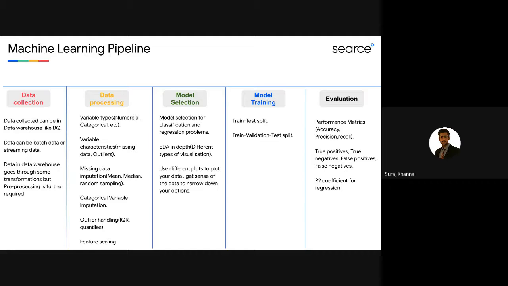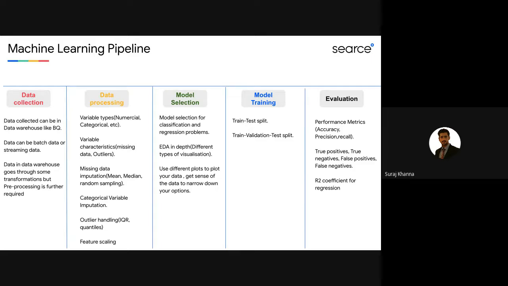So there are a lot of methods, a lot of automation that we do in Searce for these types of problem statements. There is also categorical variable imputation, which is the same as missing data imputation, but just for categorical variables. One of the most important steps in data processing is also outlier handling. We identify which points in your data are outliers so that they don't create a problem in your model. And the other would be feature scaling.